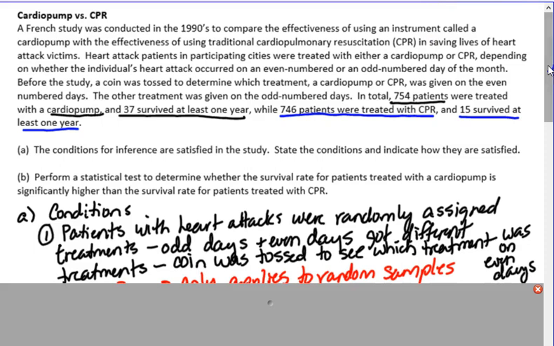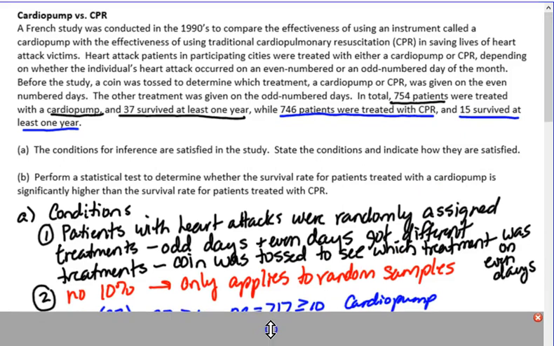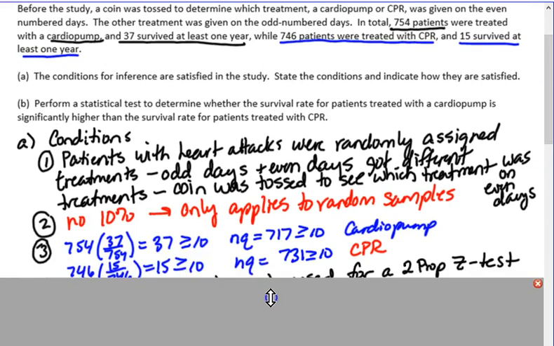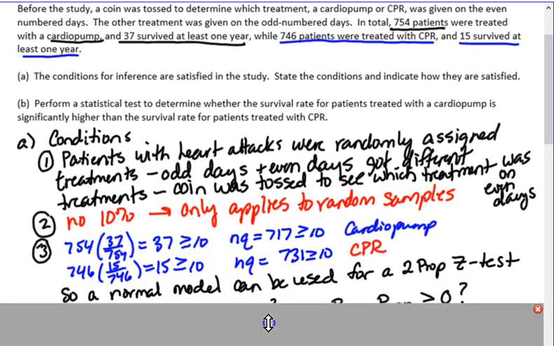the CPR. Now the second condition that we usually check is the 10% condition, but you should not check the 10% condition because that only applies to random samples, and we do not have a random sample here. If you do something with the 10% condition on this problem, it would be wrong. Okay, third condition, we need to check whether or not we have a large enough sample that a normal model could be used to do the test.